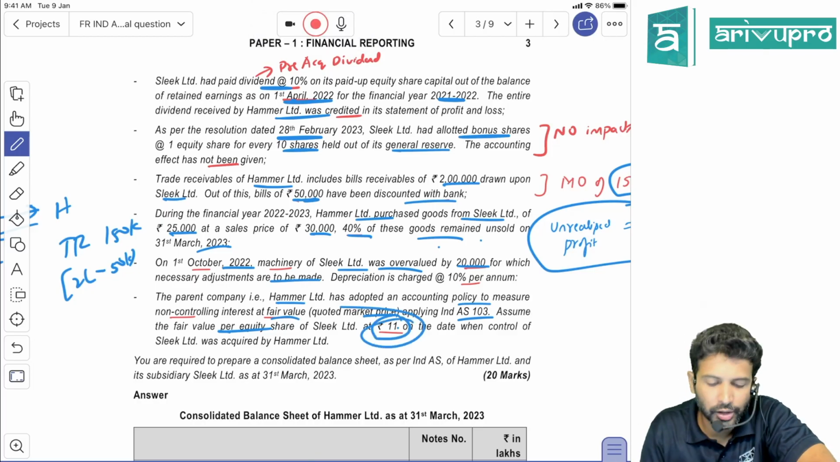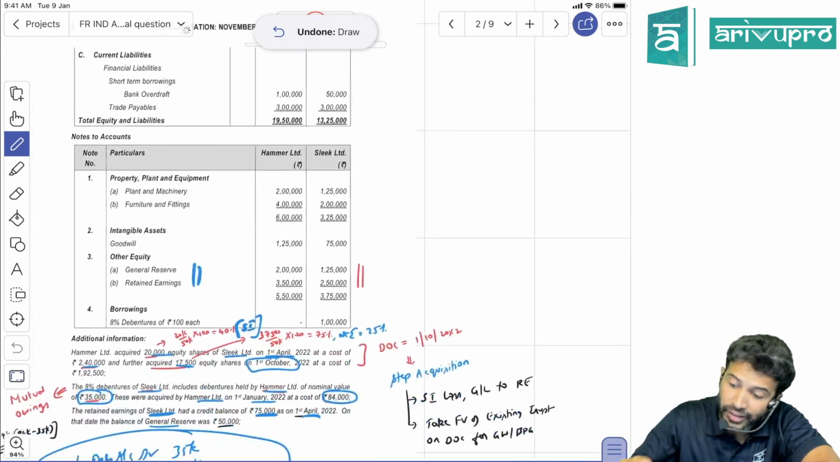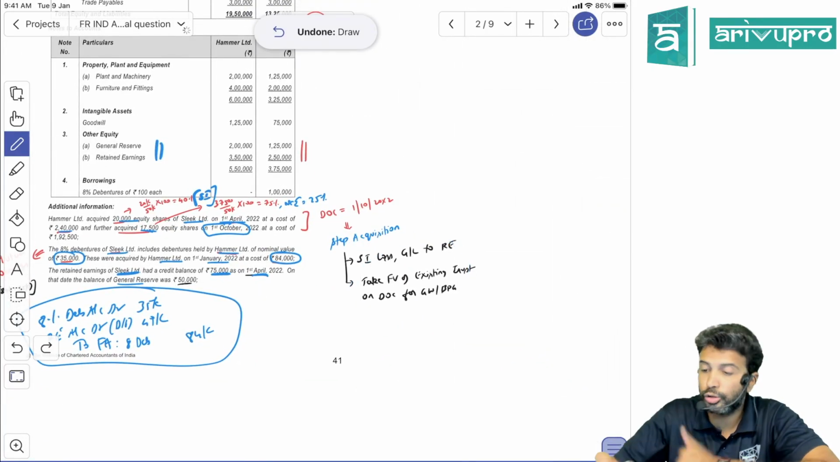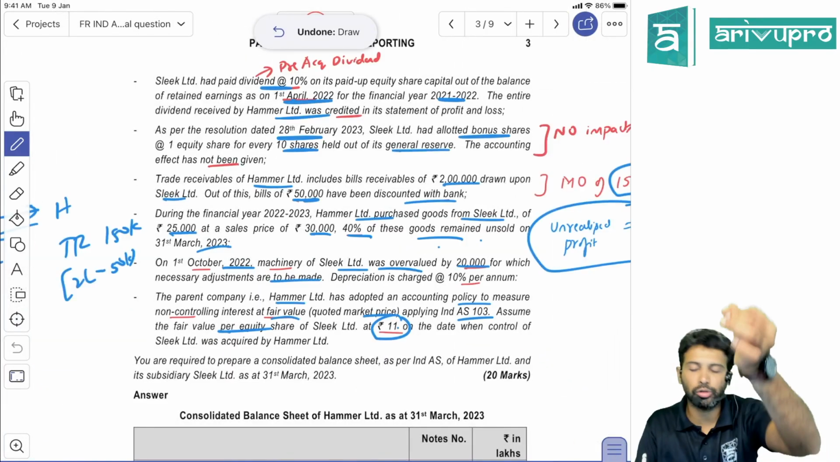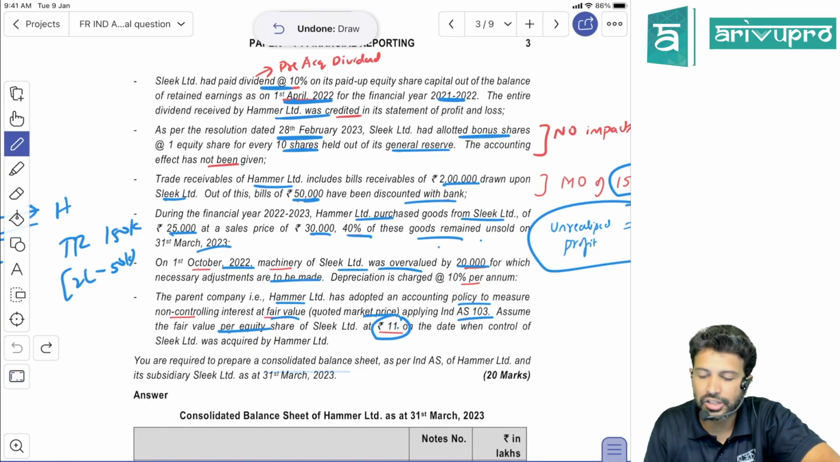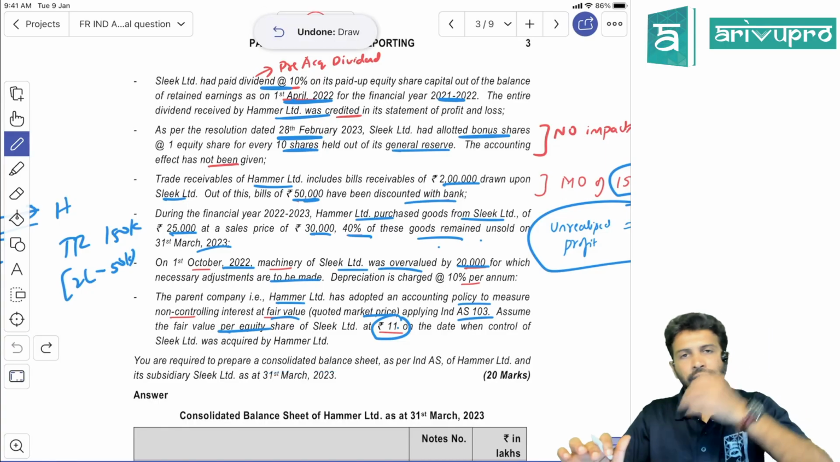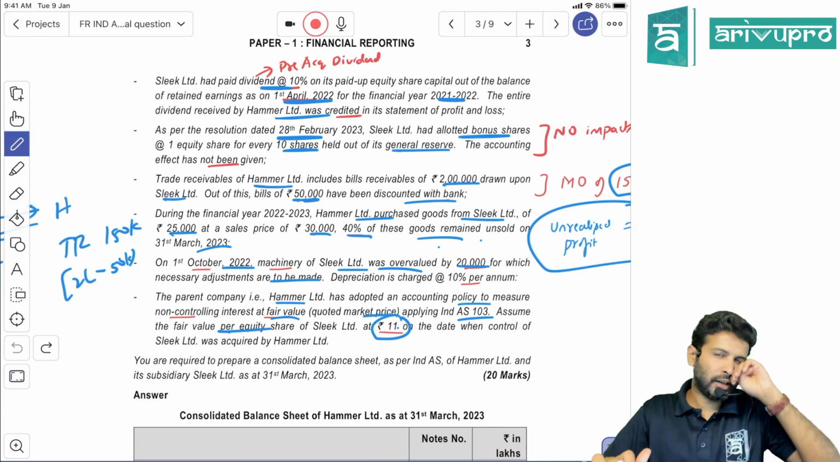Okay, this 11 rupees we needed to find out fair value of existing investment. There's a step acquisition that also we will use, and to find out NCI value also we will use this. You are required to prepare consolidated balance sheet. Okay. So since there is a fair value adjustment, usually we prepare working notes.